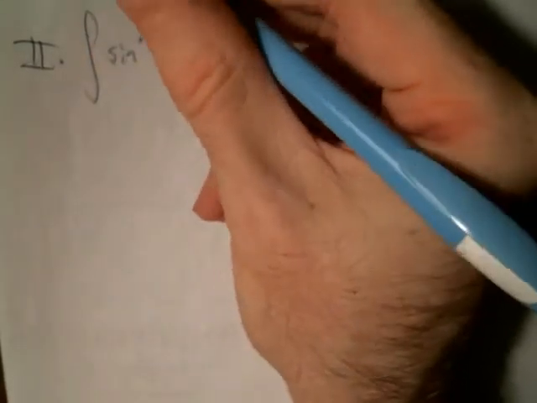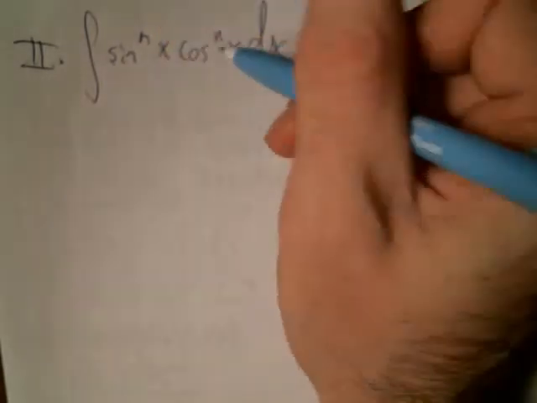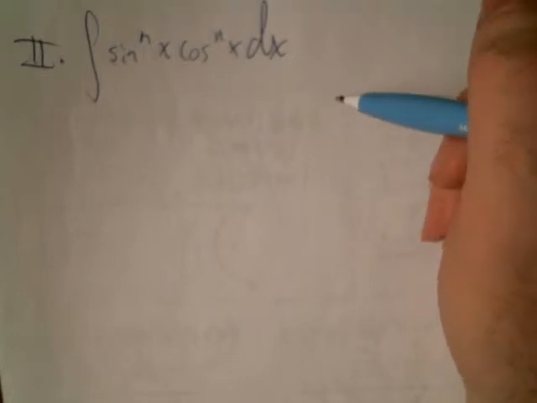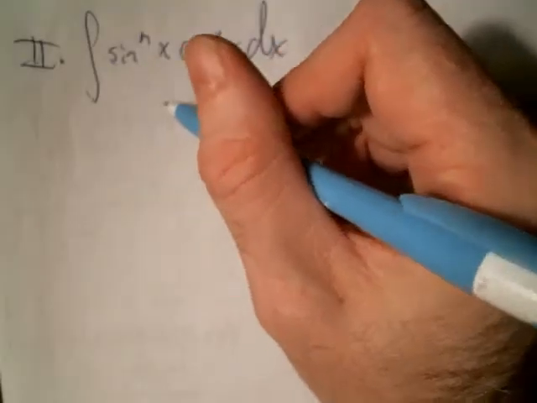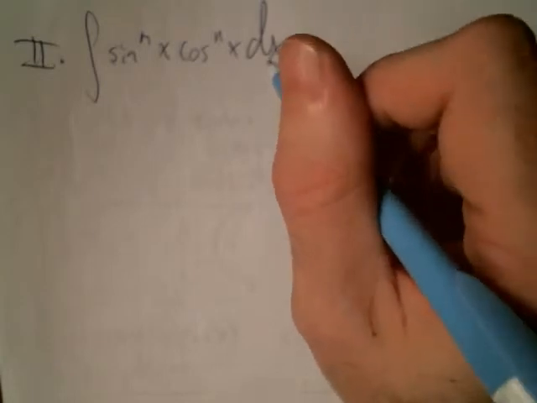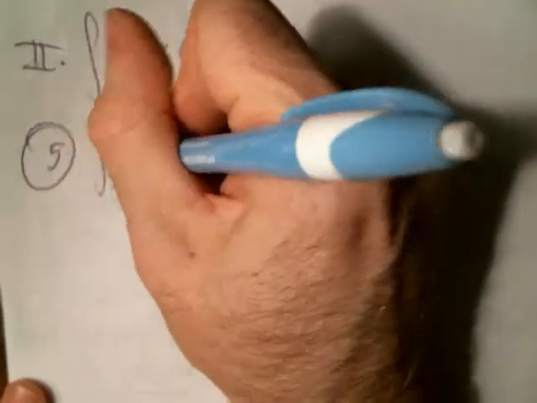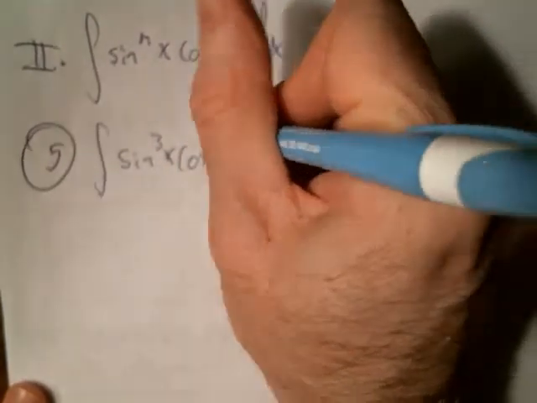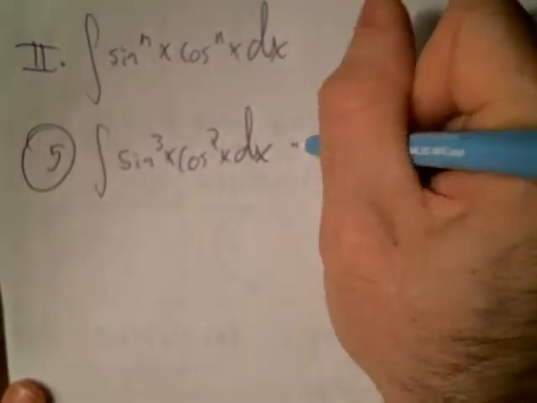So, these types of problems, how do I deal with them? It's going to be a matter of pushing back and then writing everything in terms of either sine or cosine and going from there. Let's look at one first, and that'll give you the flavor of these types of problems. So I have the integral of sine cubed x cosine squared x dx.